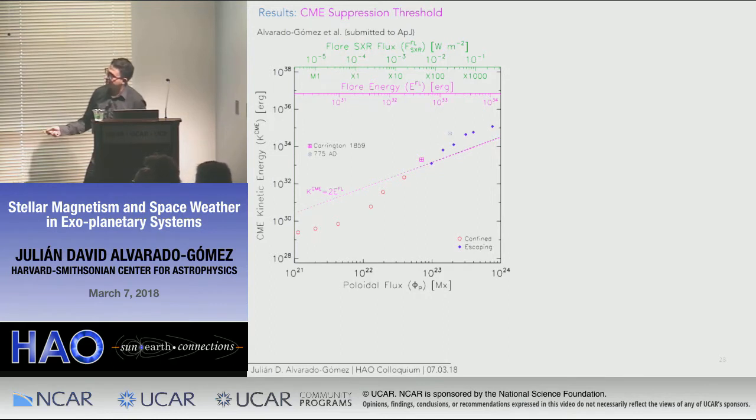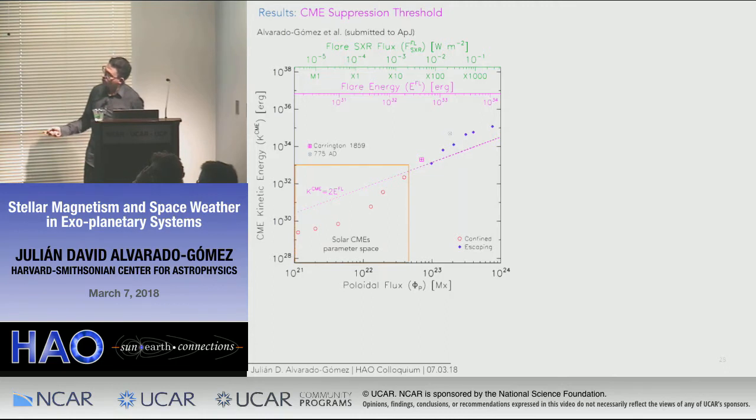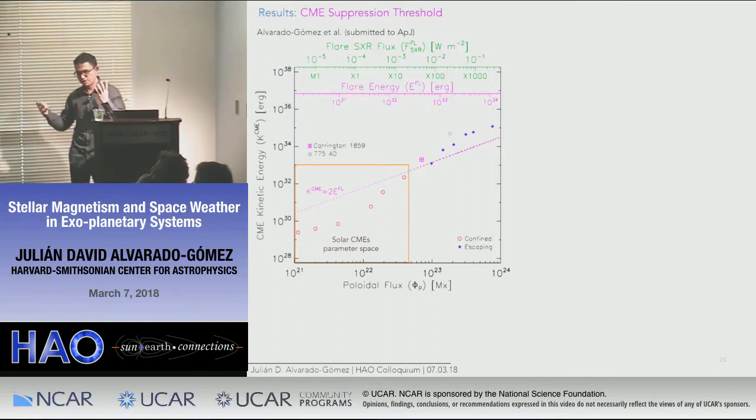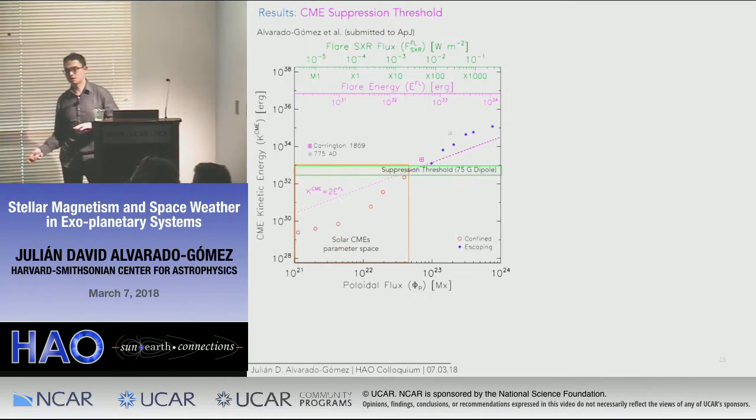This line here is the mean behavior of the solar CME relation, where we observe that the kinetic energy of the CME is approximately 2 times the total energy of the flare. So this is this dashed line here. This range here corresponds to the entire parameter space of solar CMEs. In here we have all the way to X, I think X20, which is probably the largest flare that has been observed, and the largest kinetic energy for a CME. And what we show is that a 75 Gauss dipole is able to suppress pretty much all the CMEs we have ever observed on the Sun.